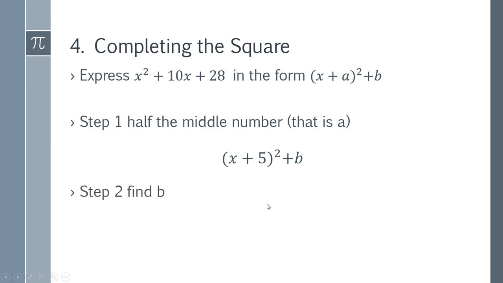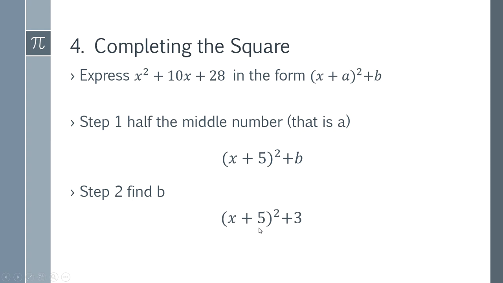Then step 2 is to find b. So we've got a b here, and we need to have plus 28 on the end. And you know when you multiply this out, that you're going to end up with 5 times 5, which is going to give you a plus 25. And you don't want plus 25. You want plus 28. So when this is multiplied out, the constant term is going to be 25, which is no use. You want 28. How do you turn 25 into 28? You have to add 3.